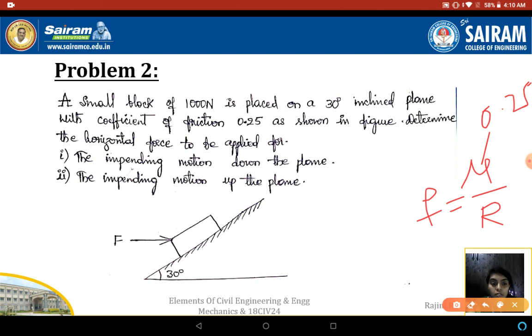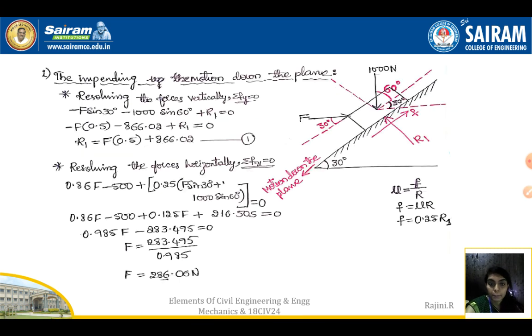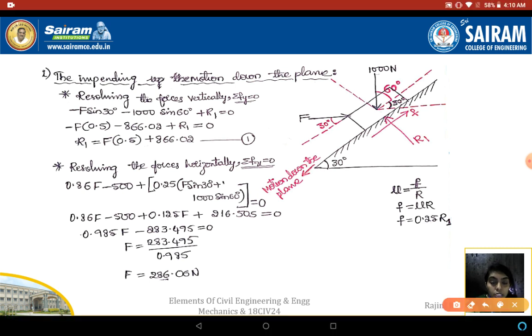First we will select the first condition, that is impending motion down the plane. Here you can see the forces which I marked in red color. Those are the forces we need to mark before going to the problem. I have marked the frictional force and the reaction according to the condition, impending motion down the plane. But what about the angles?